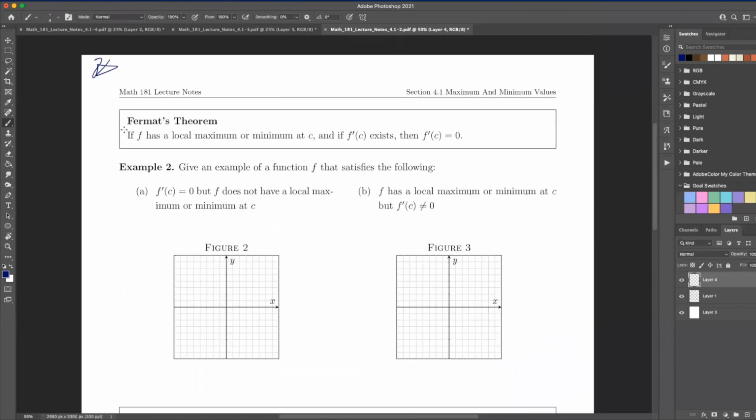All right, so let's talk about the variance theorem. Right now we're looking at min and max values. The theorem says f has a local min or max at c if f prime of c doesn't exist or f prime of c is 0. So I'll give examples of the following.